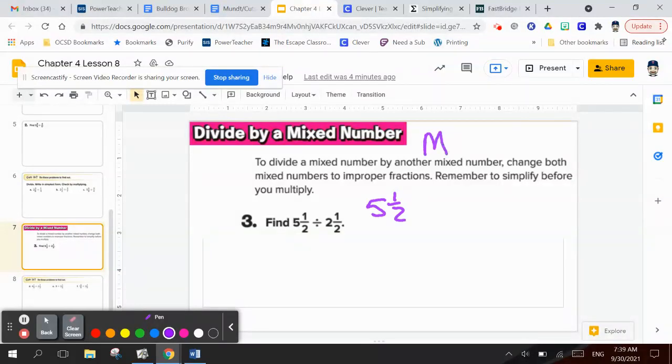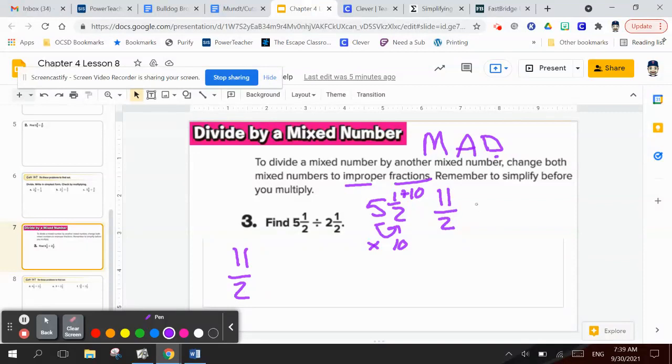So let's change 5 1/2 to an improper fraction. Again, remember, improper fraction, I want to use MAD. Multiply my whole number times denominator. 5 times 2 is 10. I'm going to add that to my numerator. 1 plus 10 is 11. And the D is for denominator, it stays the same. So I have 11 over 2.